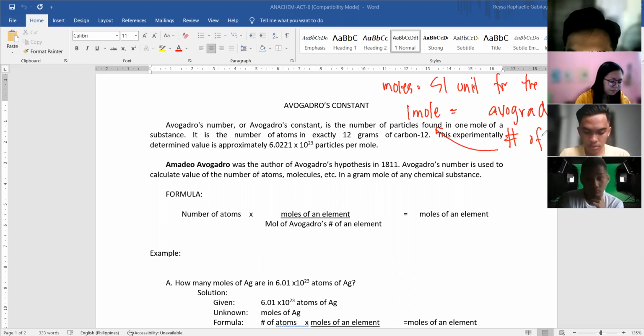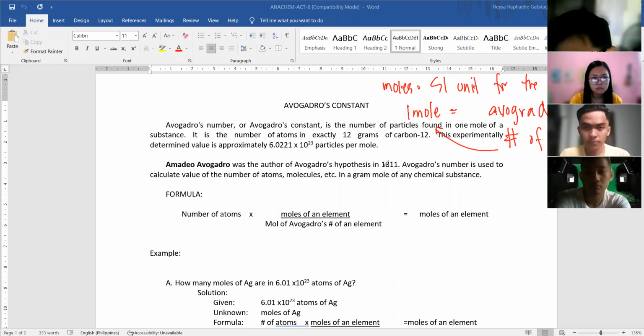Now actually, we have a constant here for the Avogadro's number. Nagputol-putol ko, your internet connection is unstable. Pakisabihan lang ako if naputol yung sinabi ko.